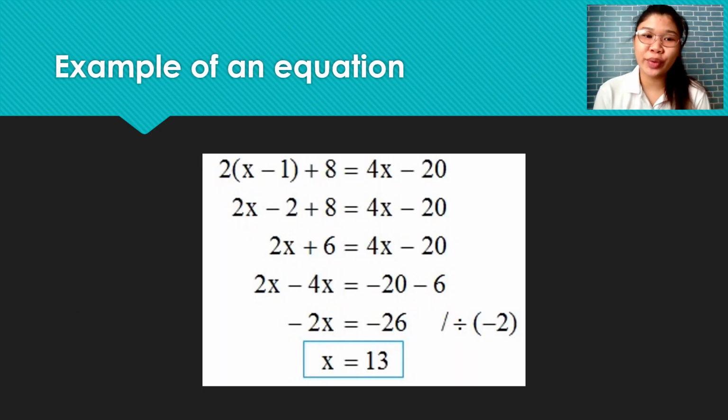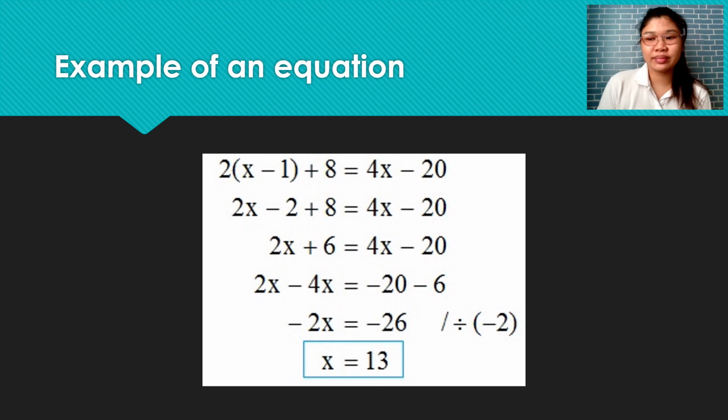For illustration purposes, this is an example of an equation, primarily because it has an equal sign. And of course, if we have an equal sign, as I have mentioned in our previous slides, it is called an equation. In such a case that this uses an inequality sign, then this will be an inequality.